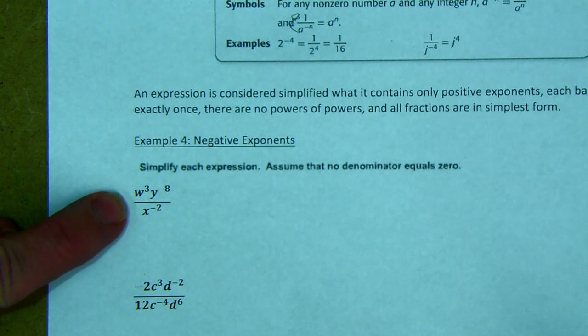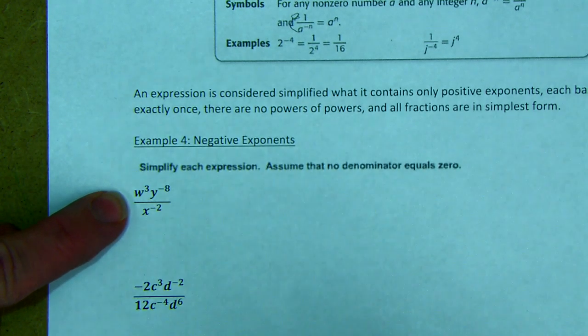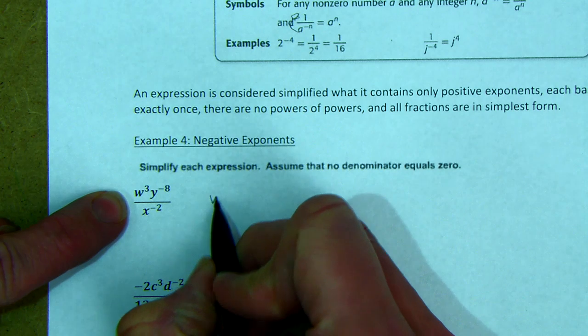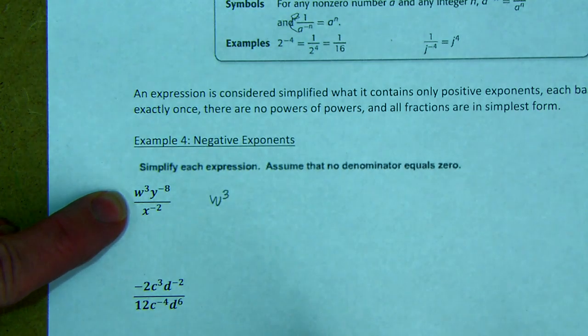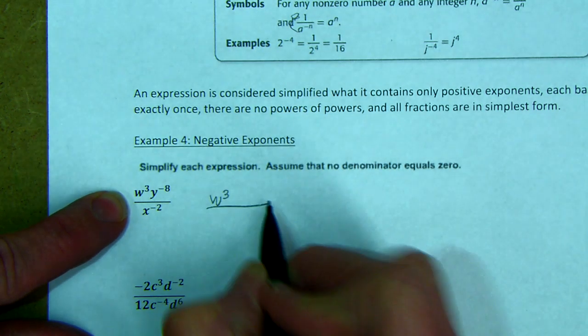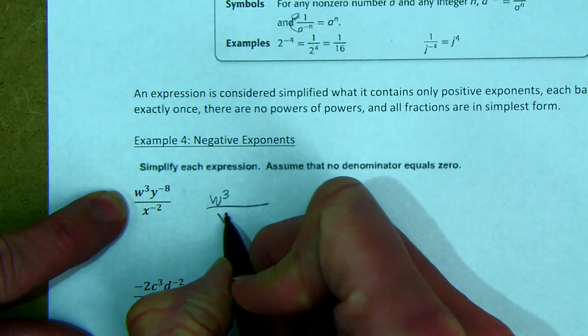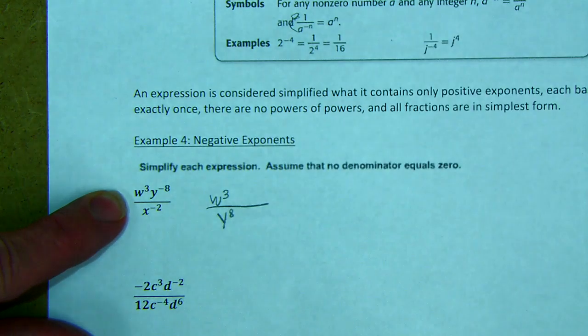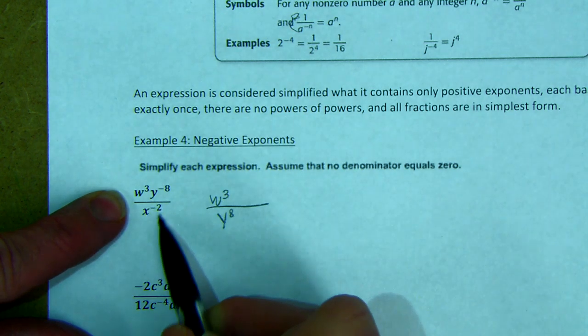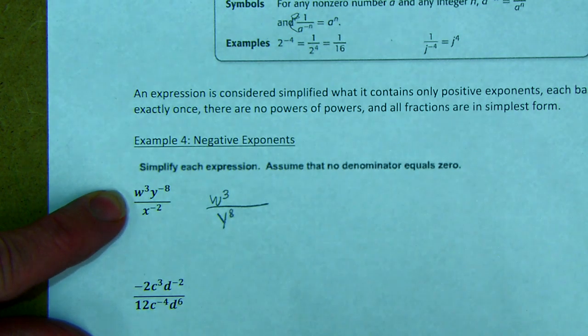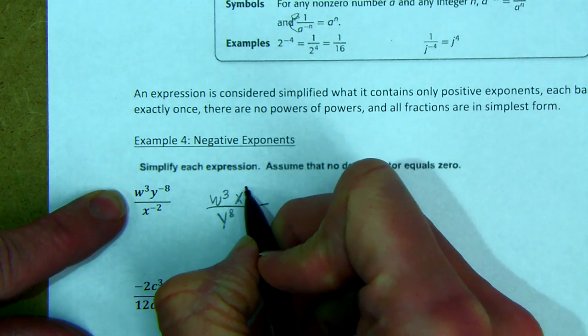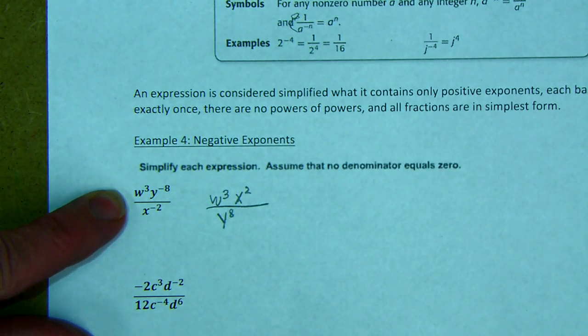Take a look at this. If I am simplifying this, now there's no other w's, so w to the third remains w to the third. Take a look at the y to the negative 8. It's in the numerator, so how do we make it positive? By placing it in the denominator. Once I do that, no negative sign anymore. And now this other one, x to the negative 2, is negative, but it's in the denominator, so pull it out to make it positive, and you get x to the second in the numerator.